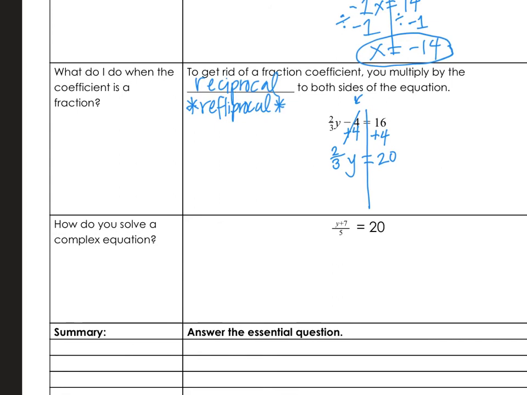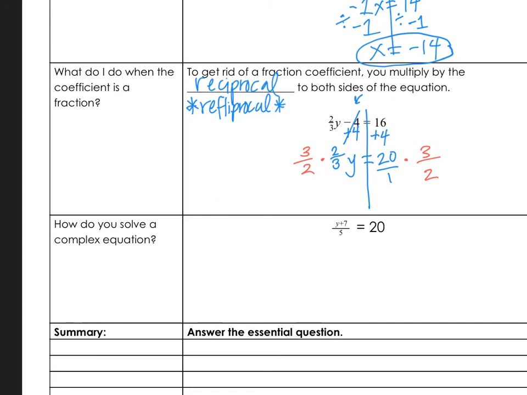So our coefficient is a fraction. Don't freak out. It's all good. Don't let fractions intimidate you. They're not that bad, I promise. Okay, so in order to get rid of it, we're going to multiply by its reciprocal, which is 3/2, and we need to do it on both sides. On the right-hand side, it's going to help you out if you put a 1 under that 20. And then let's go ahead and multiply by 3/2.